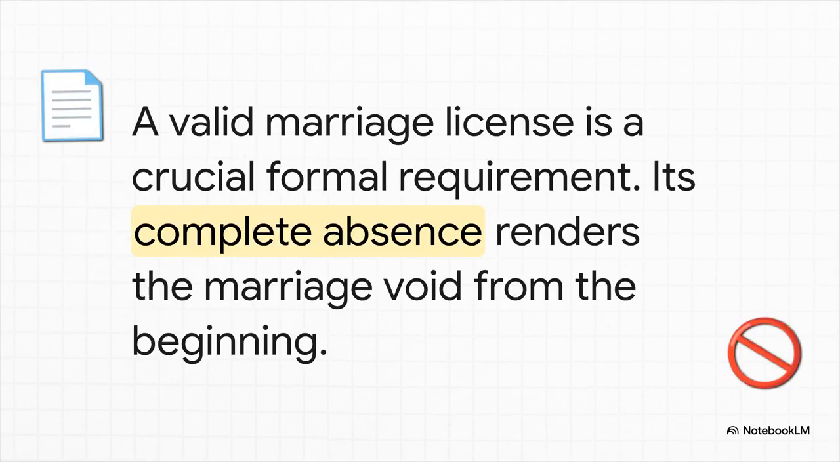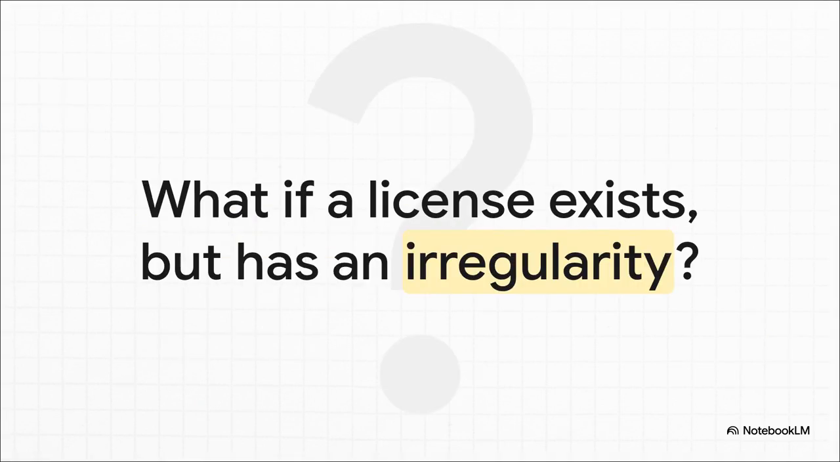Now, I really want to double-click on that marriage license. Its complete, total absence is fatal to the marriage. If you get married without any license whatsoever, that marriage is void ab initio, void from the very beginning. You can't go get one later and try to fix it. It's a deal breaker. Okay, but this brings up a classic law school question, one that always trips people up. What happens if you have a license, but maybe you didn't get it the right way? Maybe there was a mistake in the paperwork. Is the marriage still good?